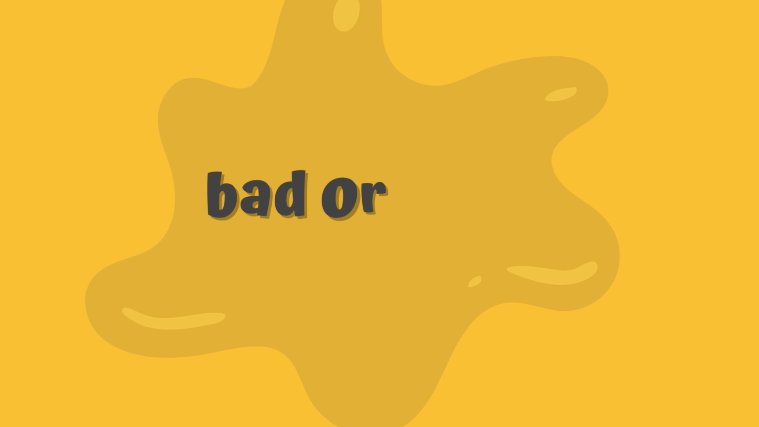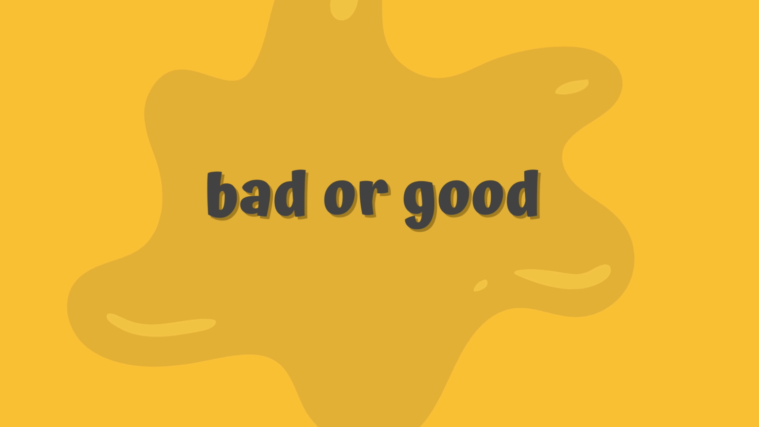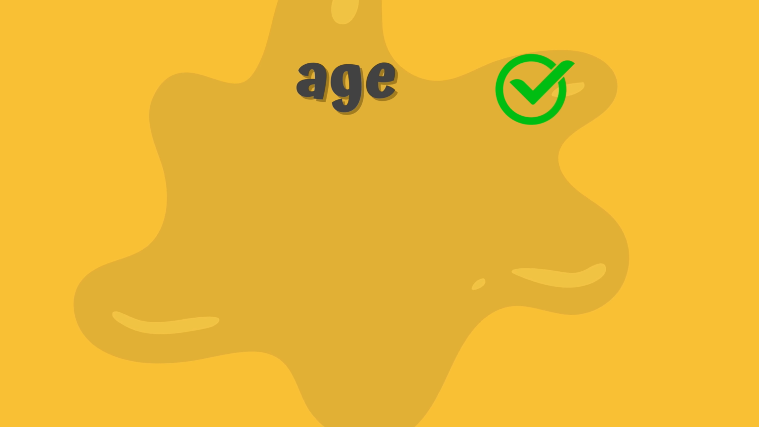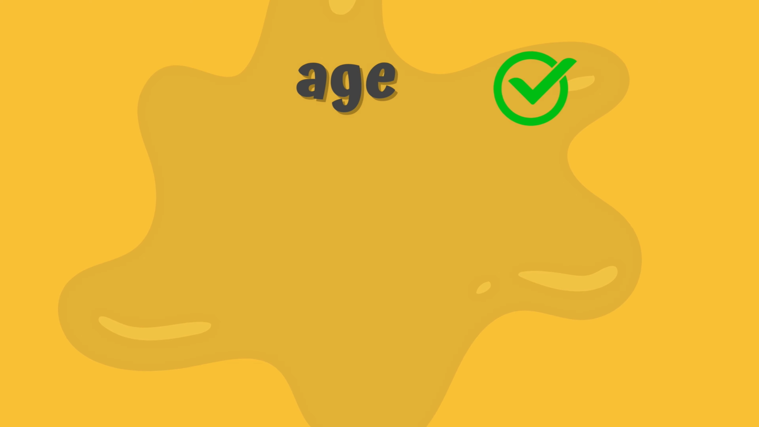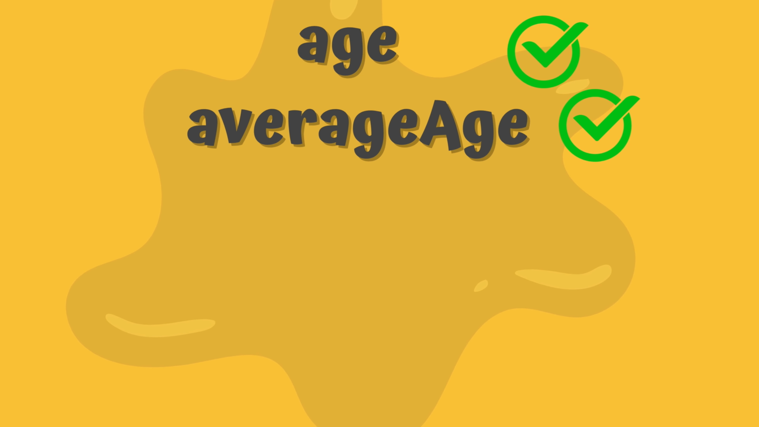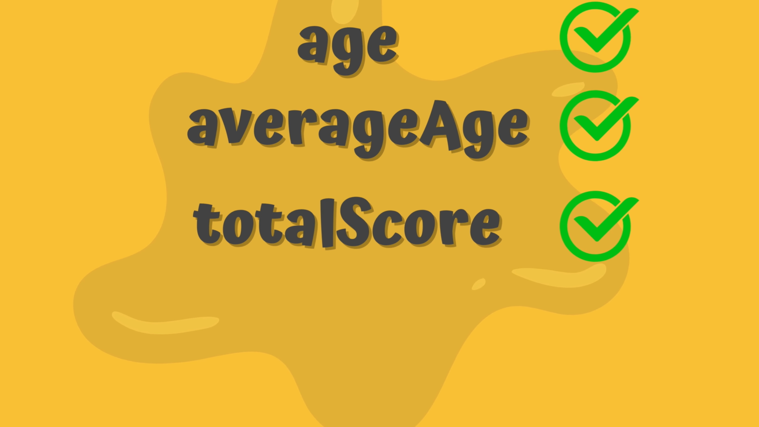Let's check whether a variable name is good or bad. Age, it is good because it is a short and meaningful name. Average age, it is also good, camel case for clarity. Total score, it is also good, a descriptive name.